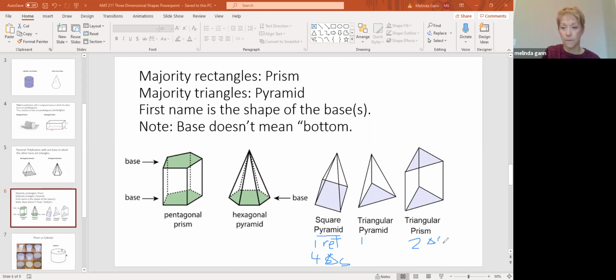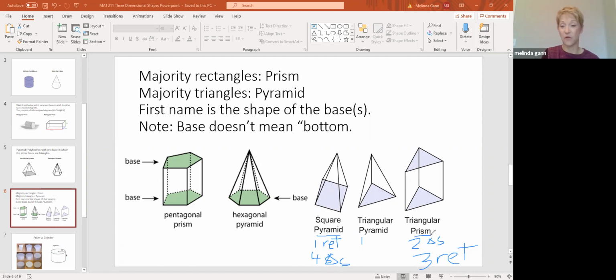Okay. And then it's got a rectangle in the front, a rectangle on the side, and a rectangle on the other side. So it's got 3 rectangles. So remember, majority rules. Is it mostly rectangles or mostly triangles? Because it's mostly rectangles, I know it's a prism.